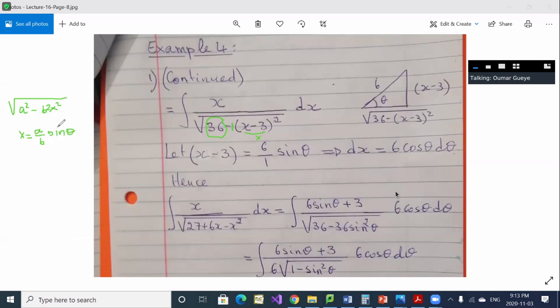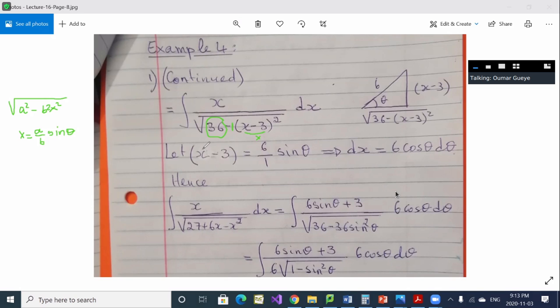In my example here, as I told you, A equal to 6, B is 1, and my capital X here is all these brackets. So it means I have to use this substitution. And that's what I did here. All this is my capital X equal to A over B sine of theta. And you calculate your dx.